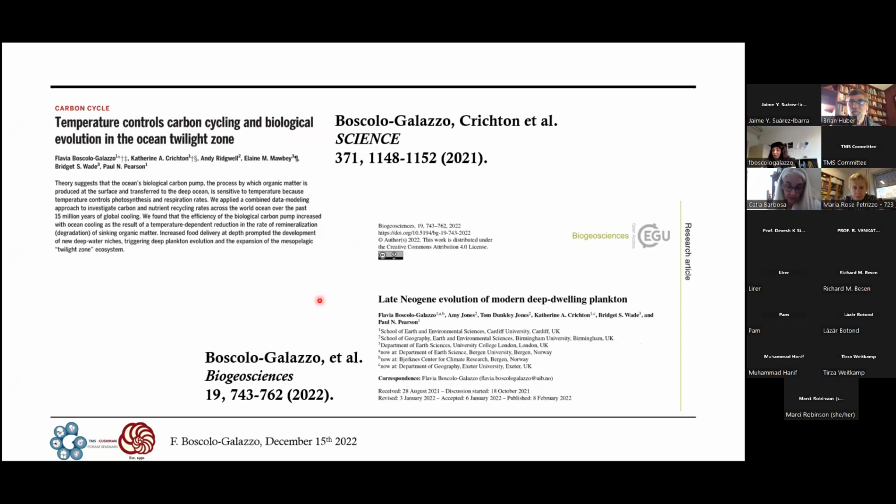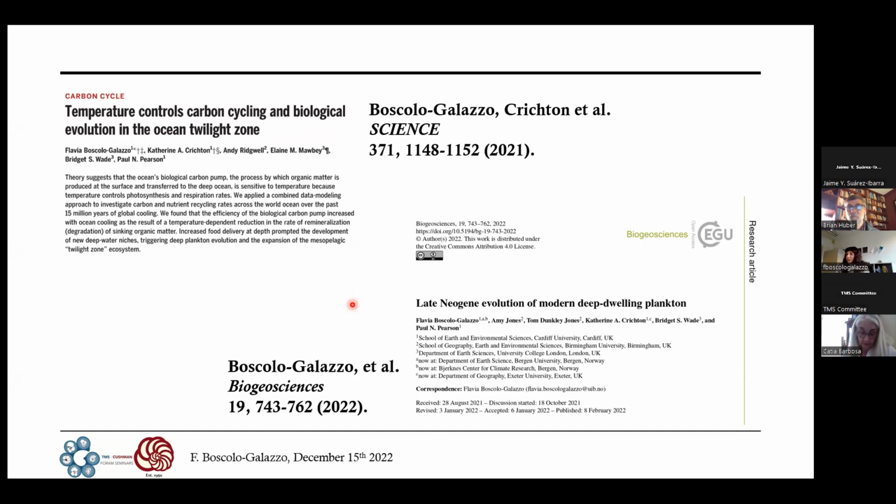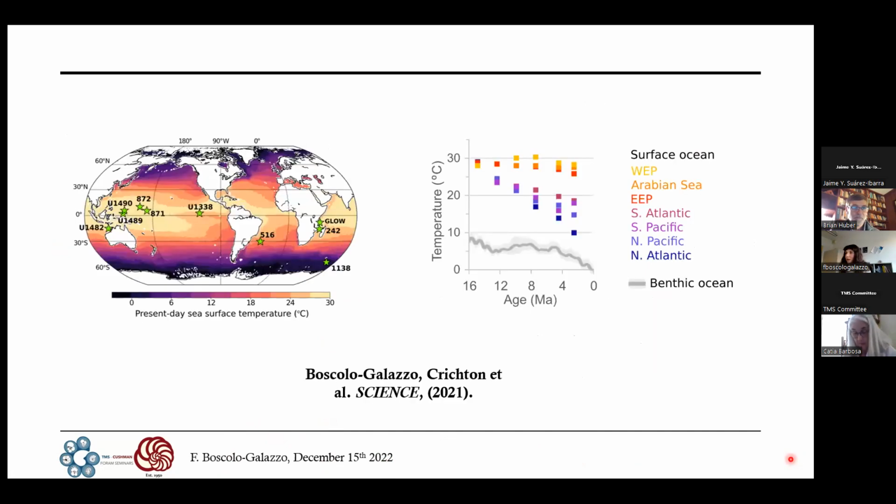And because this is the TMS Cushman Foundation Foraminiferal series, for once I want to really indulge in lots and lots of foraminiferal details. So be warned. And sorry, because I have a little problem with my screen.